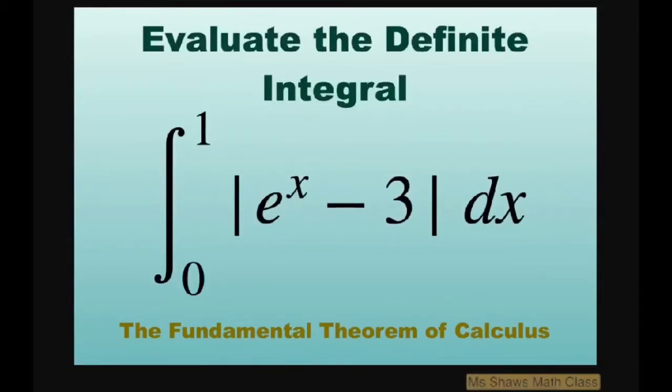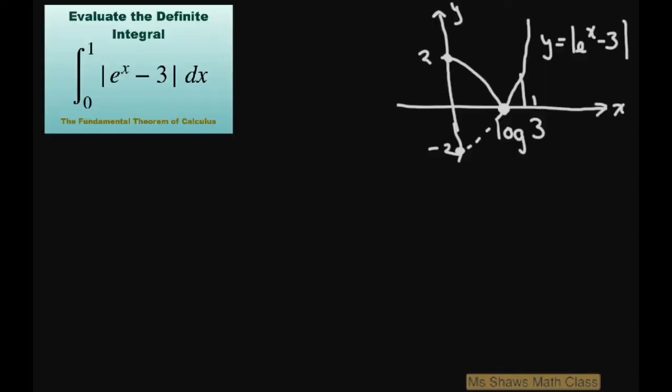Hey everyone, we're going to evaluate the definite integral from 0 to 1 of the absolute value of e to the power of x minus 3 dx. Here's a little figure of it. I put this in the calculator and made this graph. So we're trying to find this area in here, and this is your log of 3 given here.